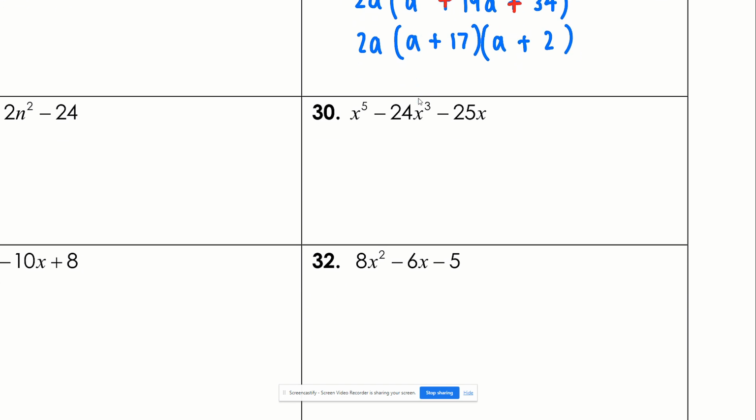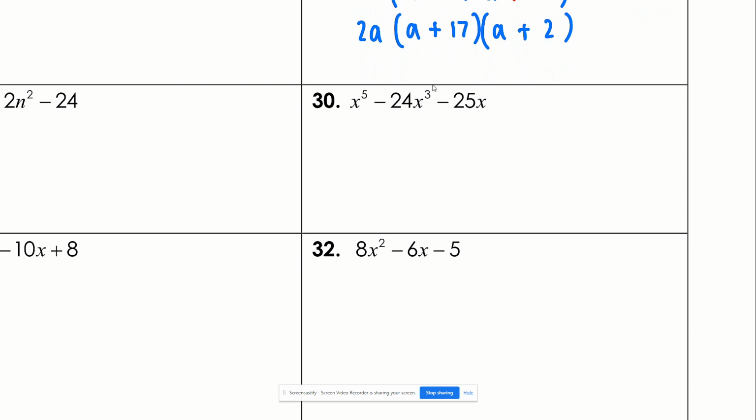Now let's look at number 30. Very similar to that one. You need to pull out a GCF. There's no number; that's a 1, and you can't pull a 1 out. That doesn't really help me. But you can pull an x out. They all have at least x. So I'm going to pull an x out. That leaves me with x to the fourth minus 24x squared, x cubed divided by x, the 1 goes away, minus 25.